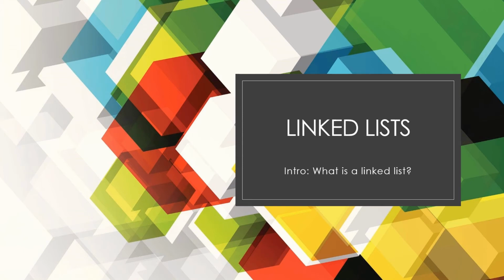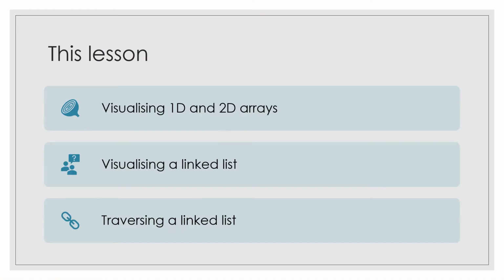Hello, in this lesson we'll be learning about a new data structure called a linked list. In this lesson we'll recap what 1D and 2D arrays look like very briefly, and then we will look at visualizing a linked list using the same method, and then we will complete the lesson by learning how to traverse a linked list.